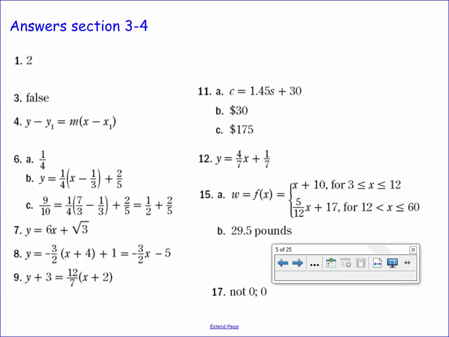And we'll be advancing this soon. For 15B, I just said 30. Okay.